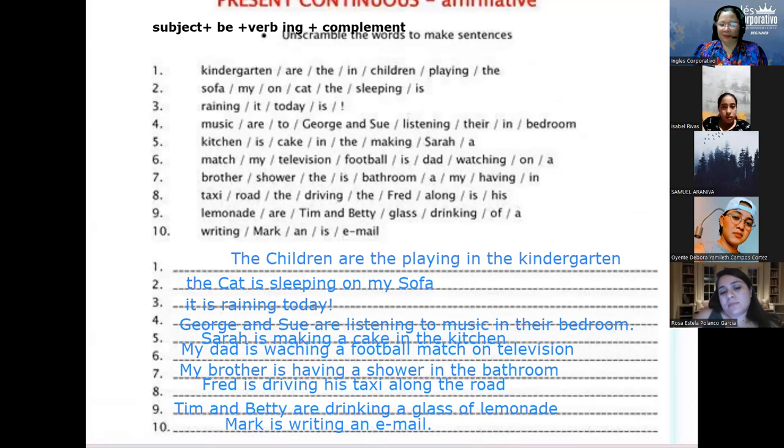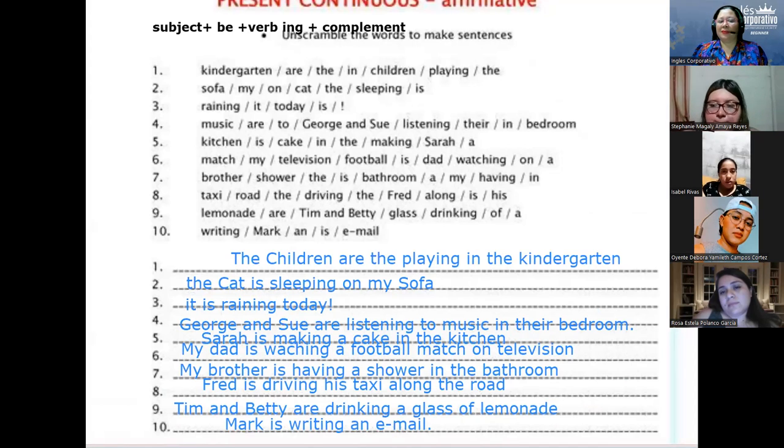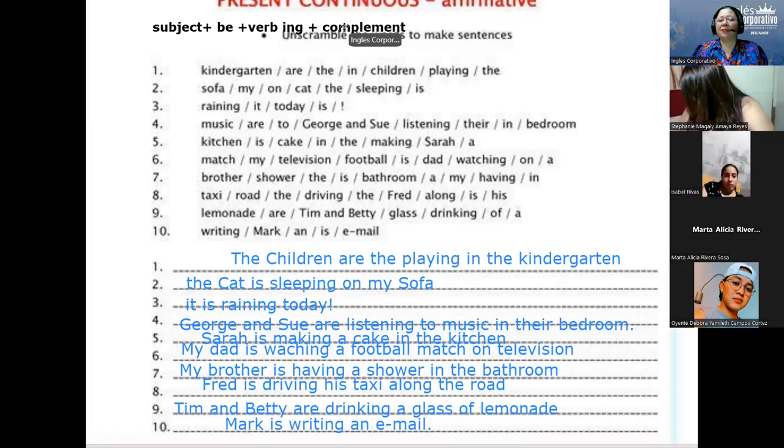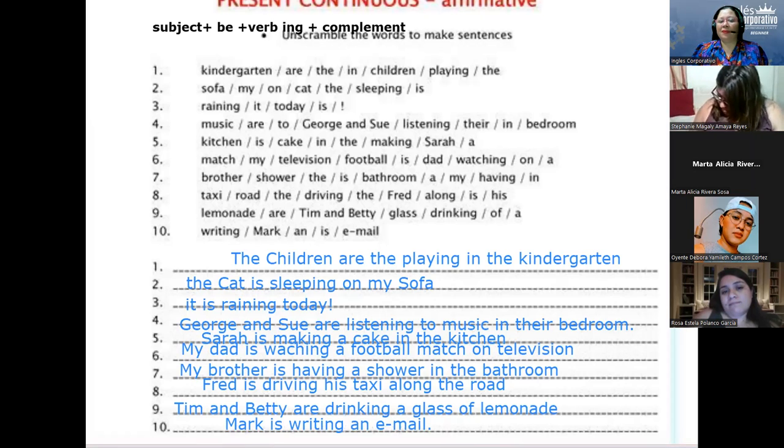Mark is writing an email. Email. Very good. Mark is writing an email, right? All right, people. Are there any questions so far?